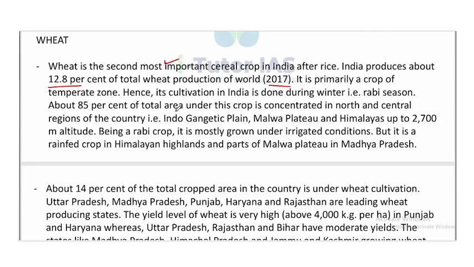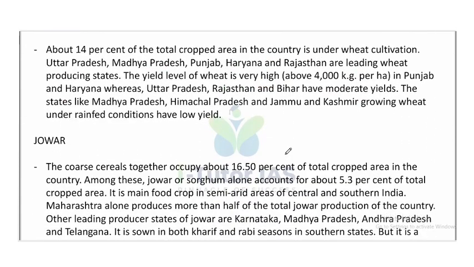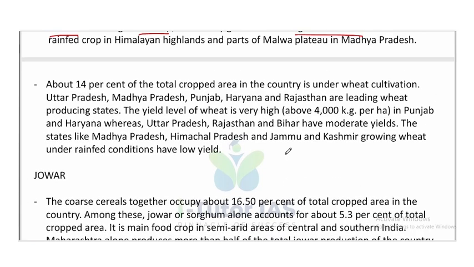About 85% of total area under this crop is concentrated in north and central regions of the country, that is Indo-Gangetic plains, then Malwa Plateau and Himalayas up to 2700 meter altitude. Being a rabi crop, it is mostly grown under irrigated conditions, but it is a rain-fed crop in Himalayan highlands and parts of Malwa Plateau in Madhya Pradesh. About 14% of the total cropped area in this country is under wheat cultivation.